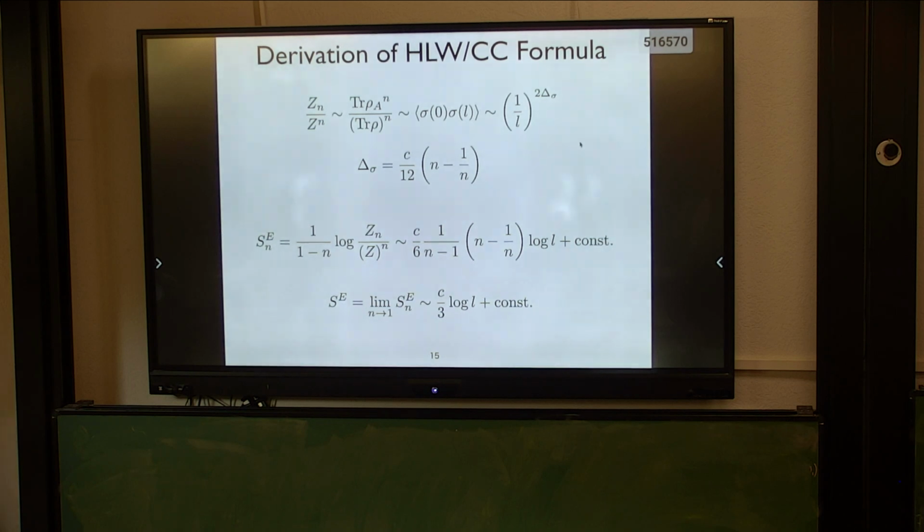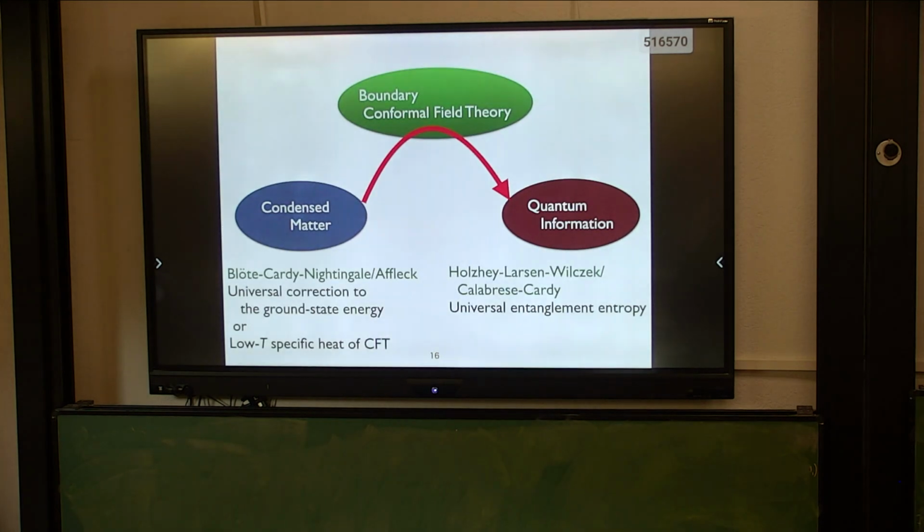As I said, this is a very well-known result. This derivation is also not really new, but now I understand it better. It's kind of interesting that this finite size CFT ground state formula, very often used in condensed matter physics and StatMech, first derived by Blöte-Cardy-Nightingale and Ian Affleck, and this other famous formula, the Jose-Larsen-Wilczek, Calabrese-Cardy entanglement entropy formula, are actually closely related. You can derive this result using this.